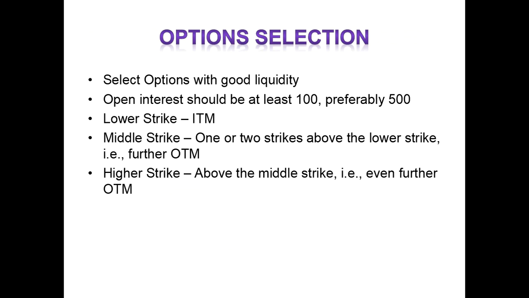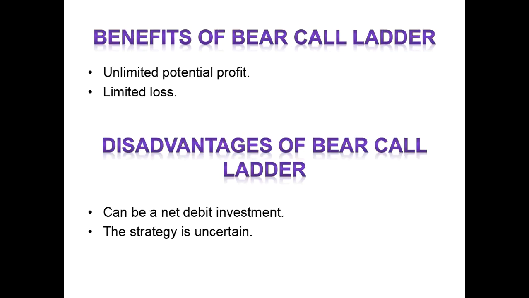So the first thing to do when you select options for this strategy is to select options with good liquidity. The open interest should be at least 100, preferably 500, and the lowest strike price should be in the money. The middle strike price should be one or two strikes above the lower strike, that is, further on the money or out of the money. Next is the highest strike price, and this should be above the middle strike price, that is, even further out of the money. So, the benefits of the bear call ladder include unlimited potential profit and a limited loss potential.